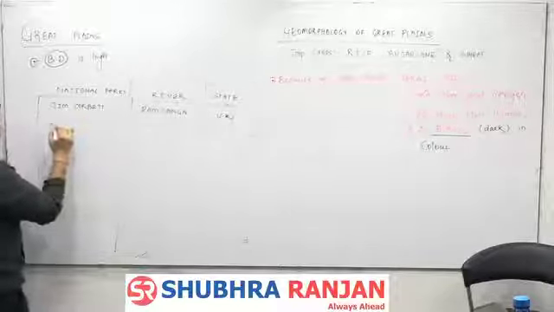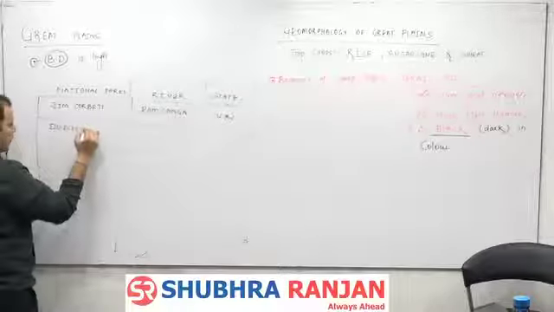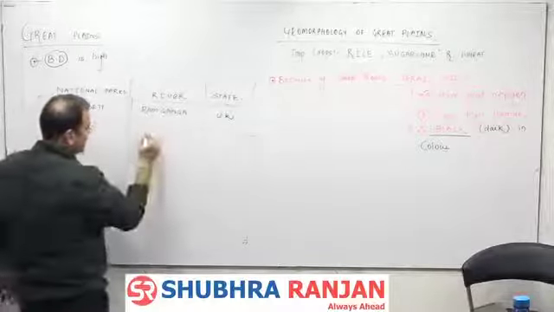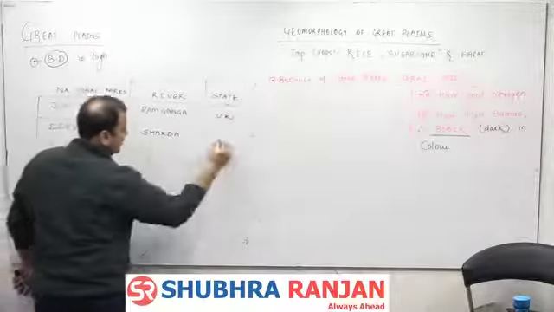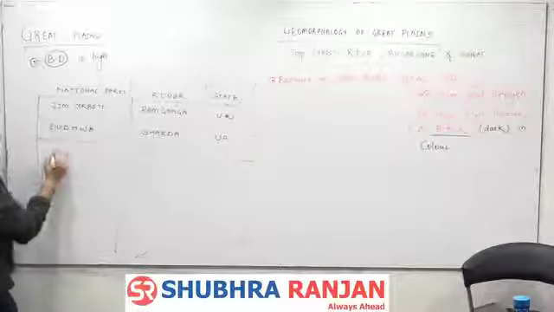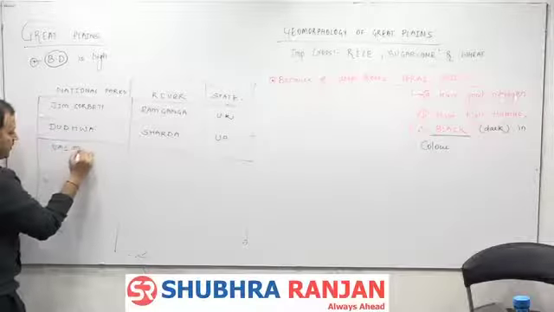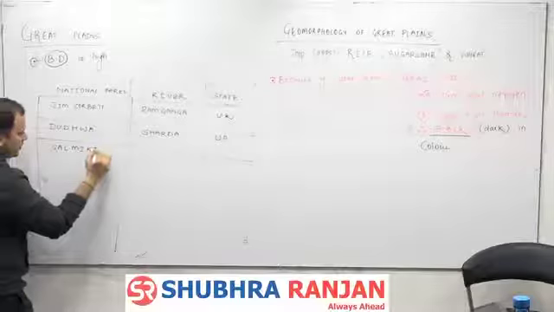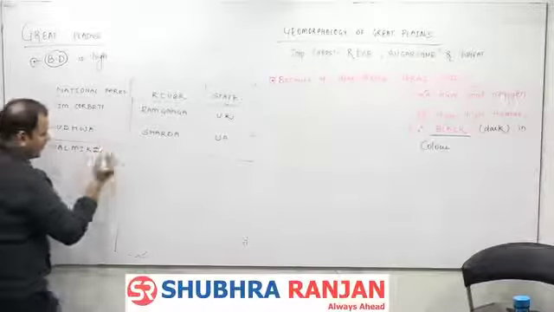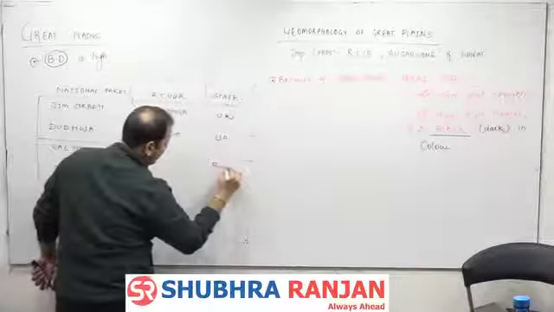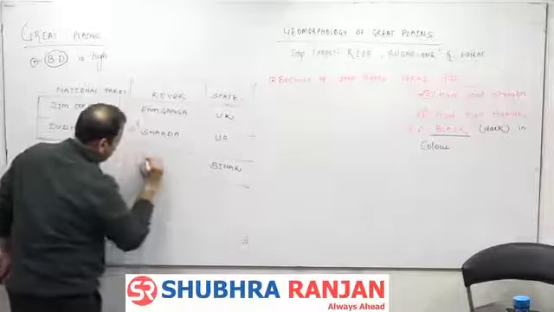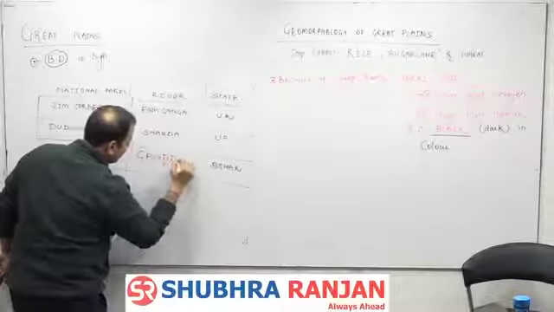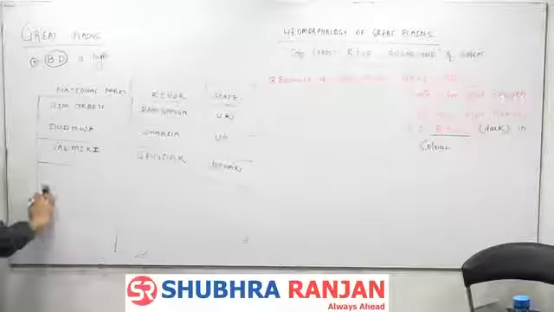Next, Dudhwa. Which river? Sharda. Or Kali. Which state? UP. The only national park of UP. Valmiki. Which state? Bihar. Which river? Not always does Bihar mean Kosi. It is Gandak. Gandak.